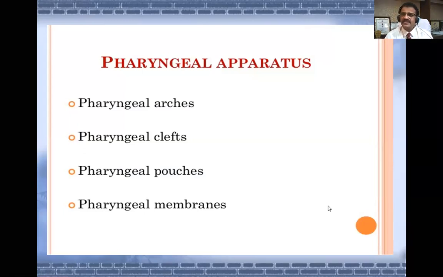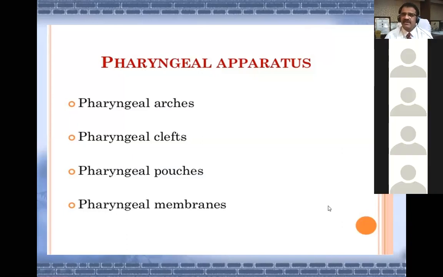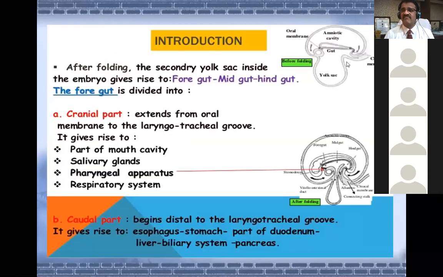Pharyngeal apparatus you have to remember in terms of the following subheadings: pharyngeal arches, pharyngeal clefts, pharyngeal pouches, and pharyngeal membranes. Out of which pharyngeal arches are most important and pouches are important. In examination, pharyngeal arches are commonly asked. So these are the subheadings which I am giving you, and let us see what is a pharyngeal apparatus.